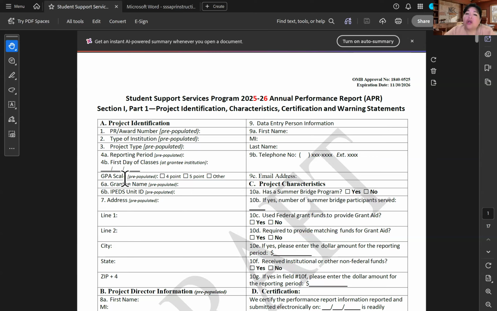It's no longer your reporting period for the APR, unless by coincidence your first day of fall classes is the same. I have a client, I said, "Are you sure?" Really? She goes, "Yeah, our first day of classes is September 1st." Okay, well, lucky you, you have your budget year and your academic year match.